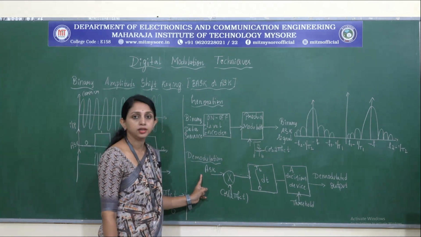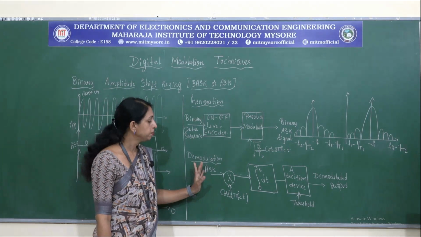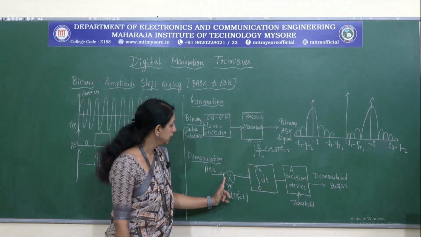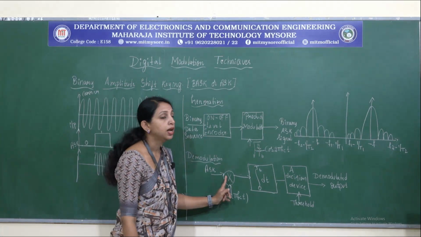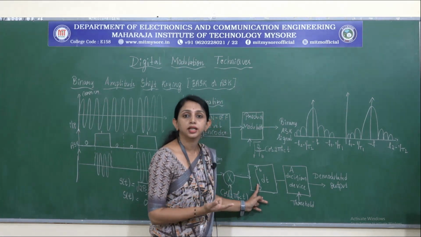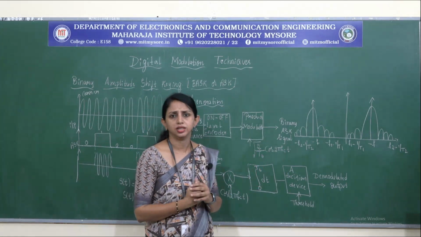Okay, so coherent detection will be done in the demodulation of ASK. These two signals will be multiplied in the product modulator, and it is given to an integrator circuit. See here we have an integrator. Why are we going for an integrator?